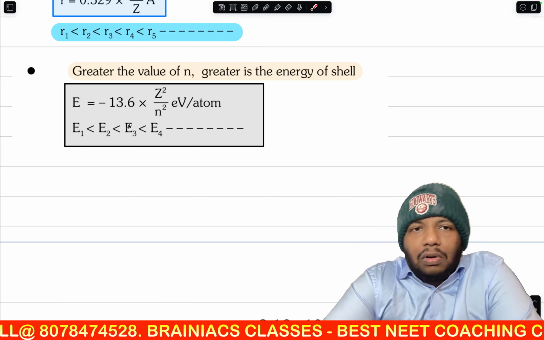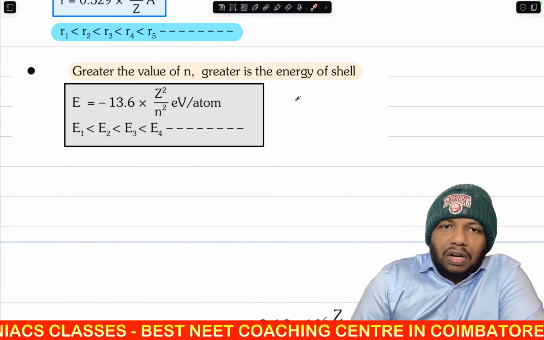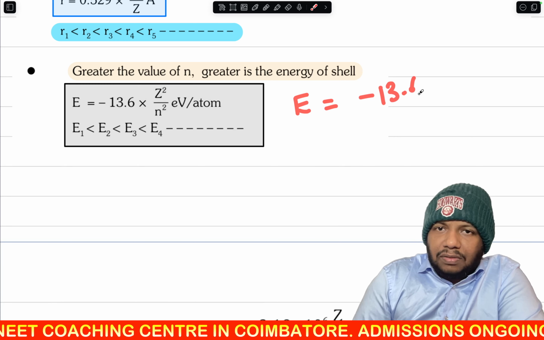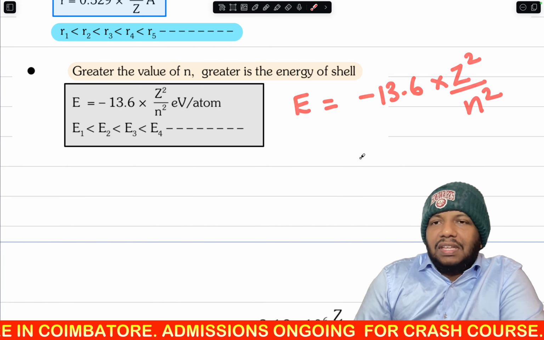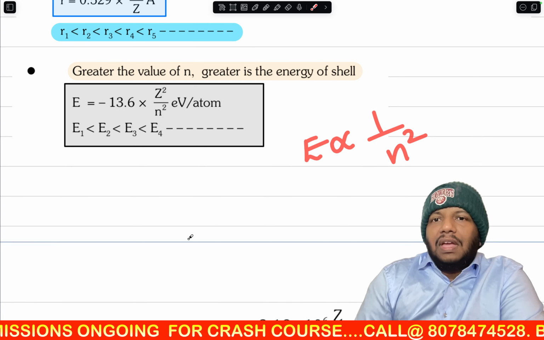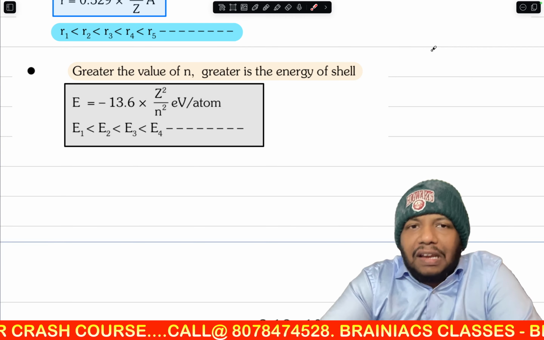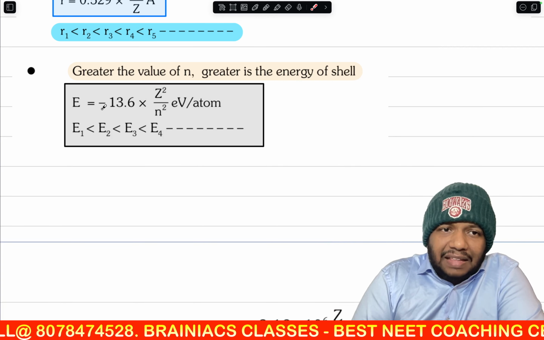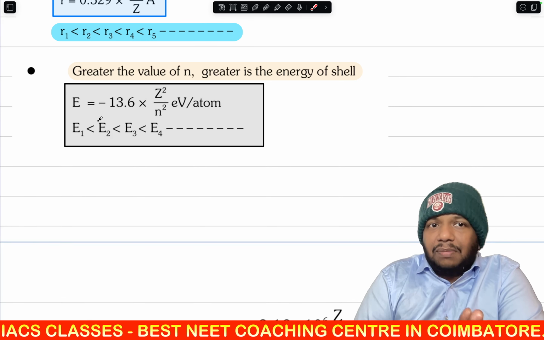Now, I also told you that n gives an idea of energy also. The energy of a particular shell or orbit is given as minus 13.6 into Z square by n square. So energy is inversely proportional to n square, whereas radius is directly proportional to n square, so these are inversely related. That means if you move farther away, the energy value, which is negative, don't forget that, is very, very important.